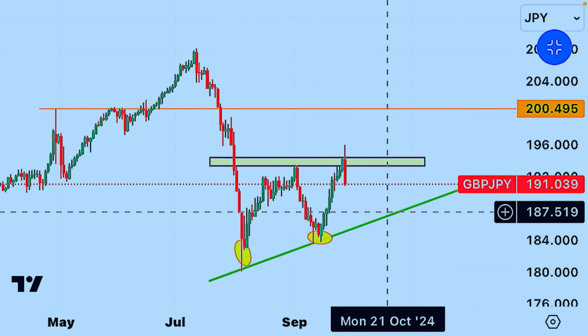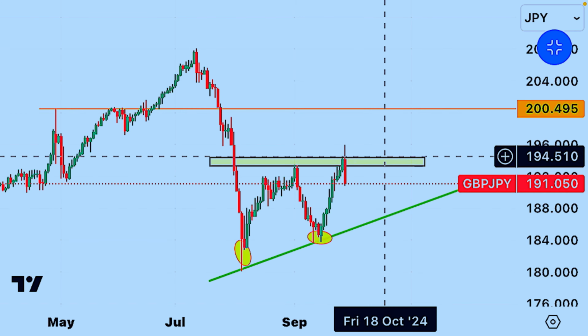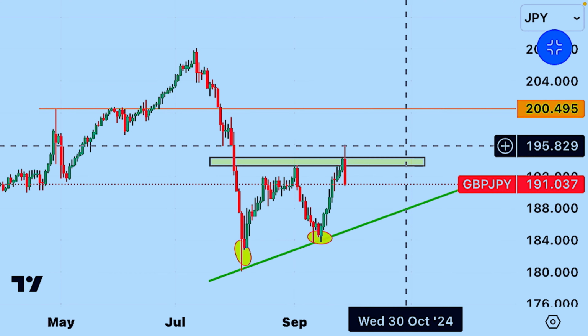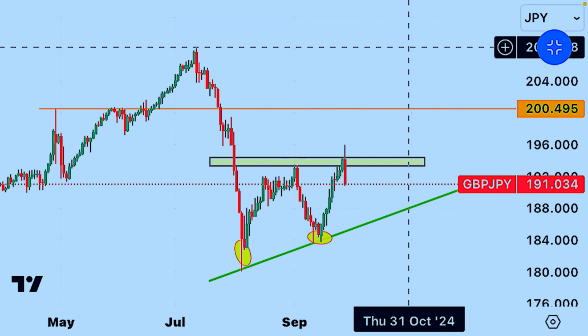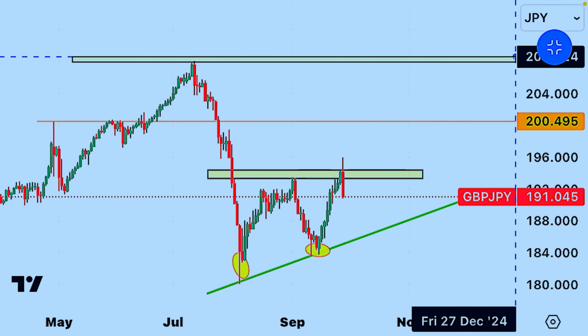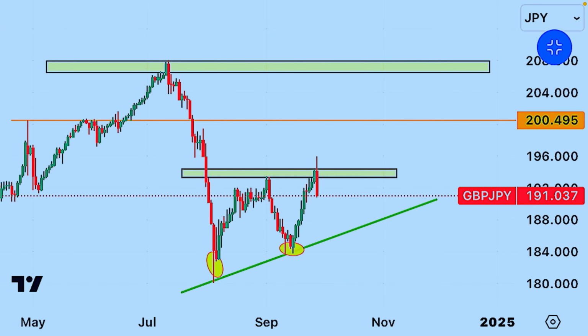Remember that the third touch of a trend line always does the magic. So at the third touch, we'll be looking for a buy trade, and at the breakout of this resistance, we'll also be looking for a buy opportunity. Okay, your first take profit will be on this $200 and this 100 Fibonacci retracement area.